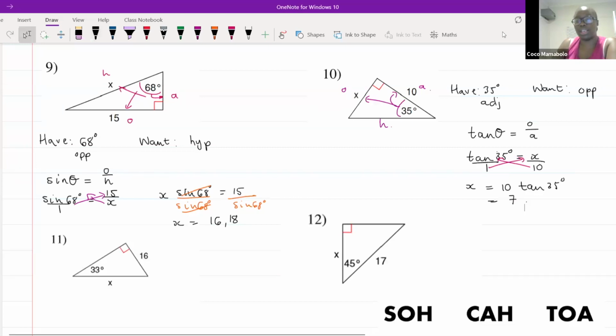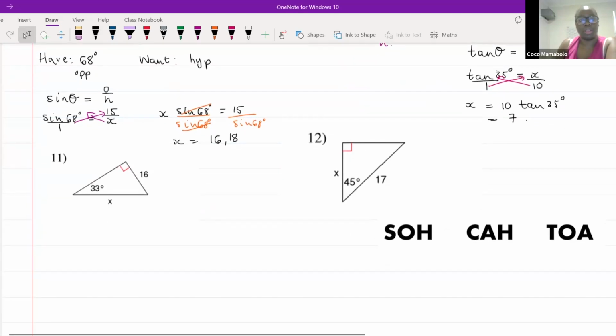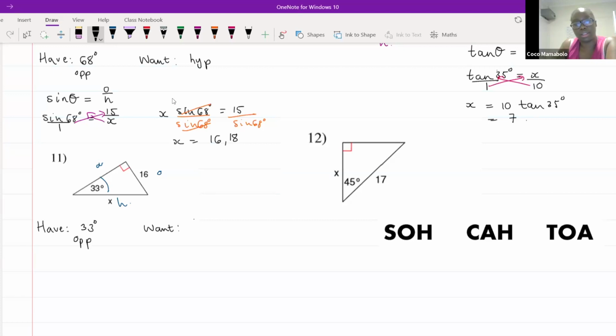Let's look at question 11. Again, I always start with labeling. I know that this side over here is my adjacent, 16 over there is my opposite, and x over here is my hypotenuse. Now I'm going to look at what I have versus what I want. I have 33 degrees and the opposite side, and I want the hypotenuse.